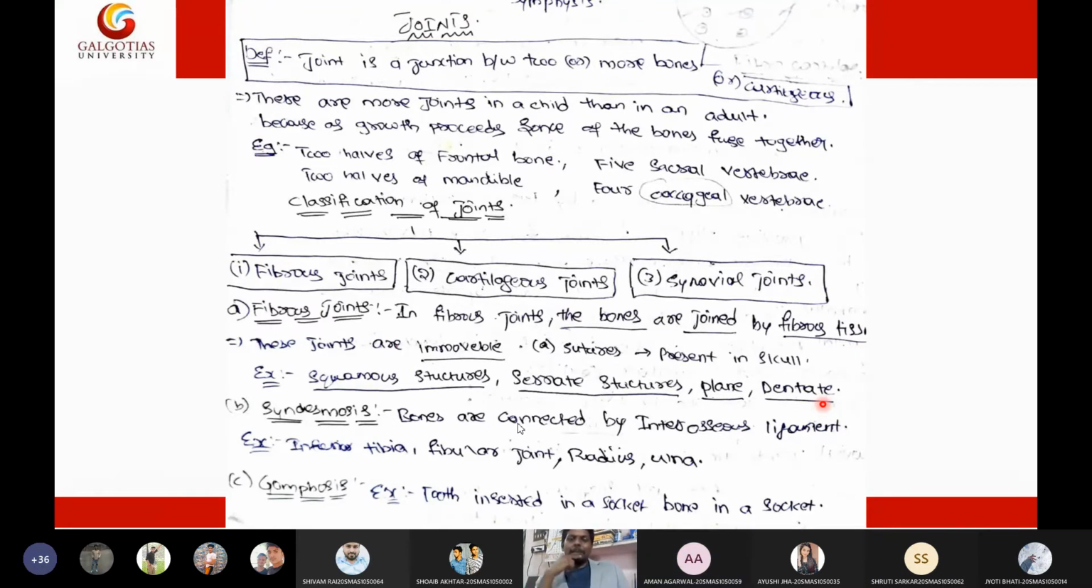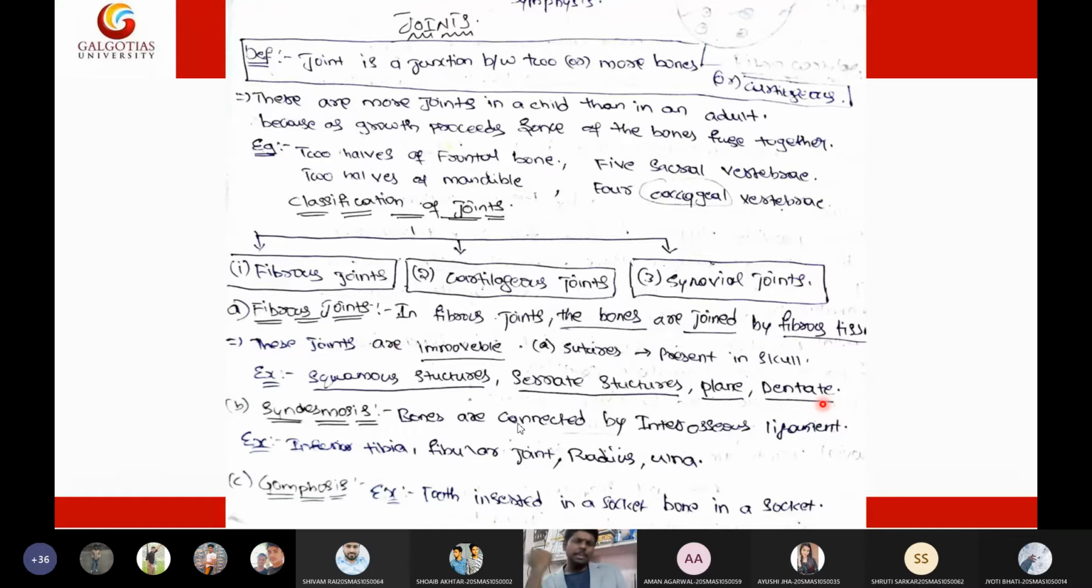Give me an example for synchondrosis. The epiphysis and diaphysis of a long bone of a growing child. Okay, very good.